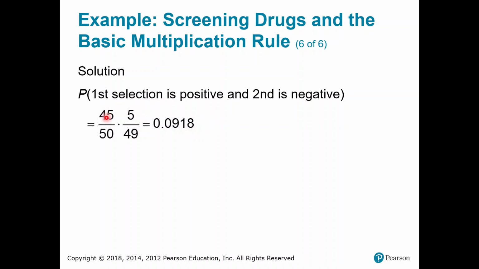Now, just to be clear, the second person who tested negative here, 5 out of 49, is because we don't get to repeat the first person. And so we have only 49 people left.